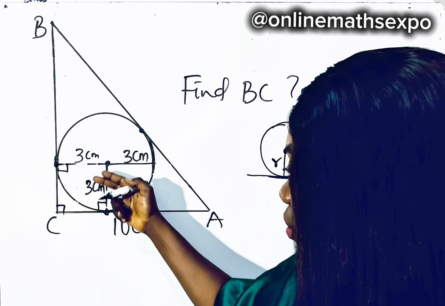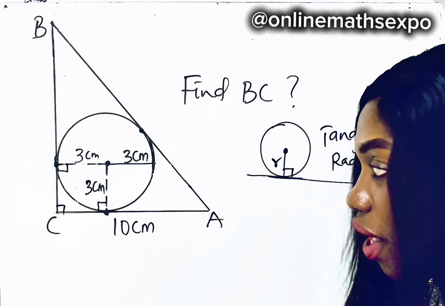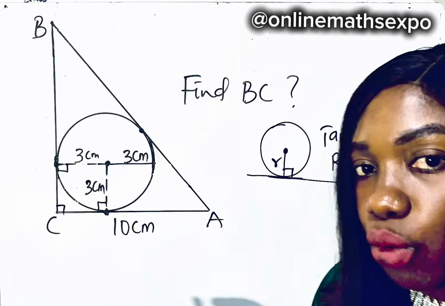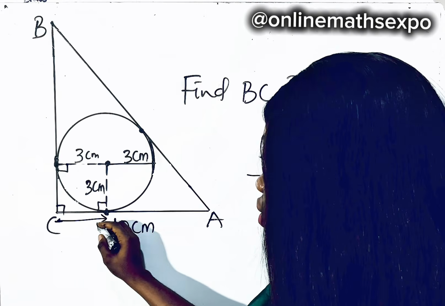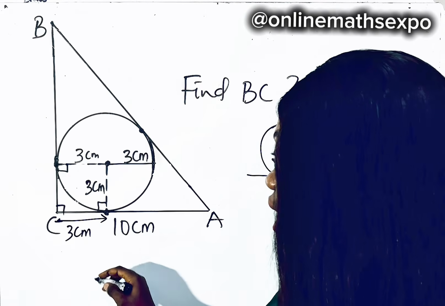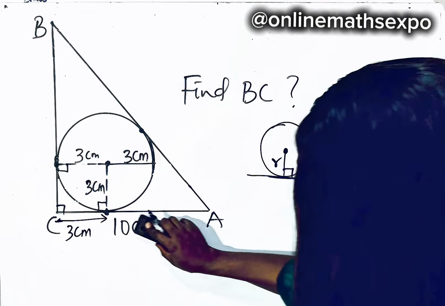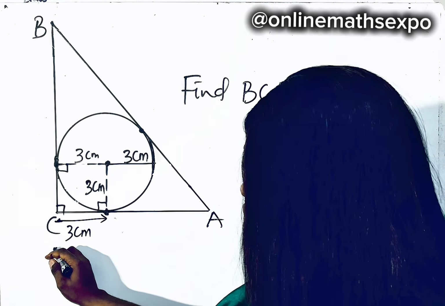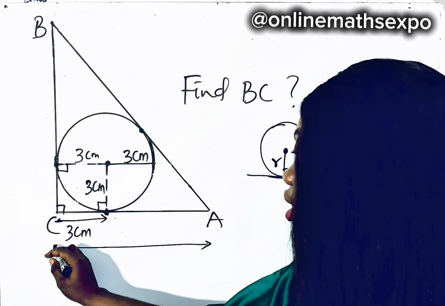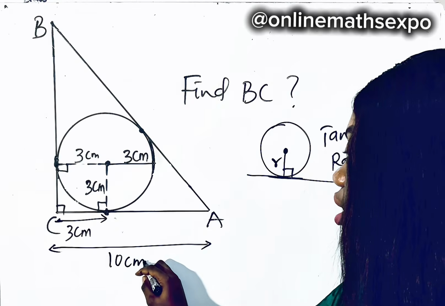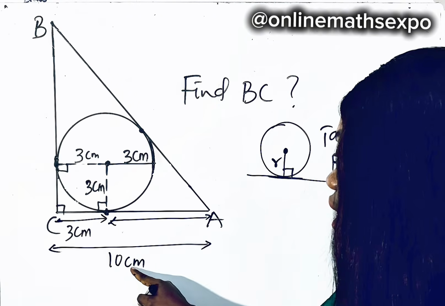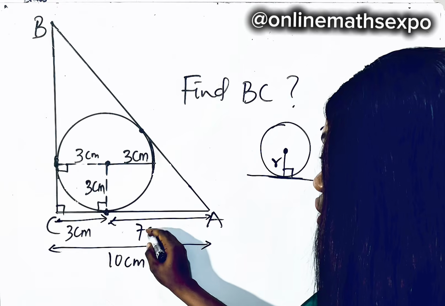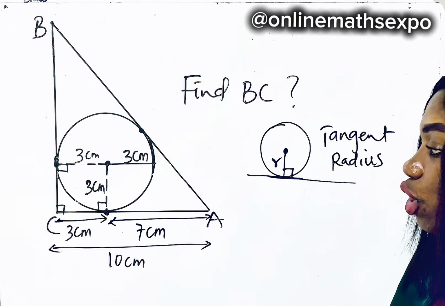You see that the shape formed here is a square. In that case, the sides are always equal. From here to here is 3. This length will also measure 3 centimeters. And if this is true, it means we can adjust this so that, remember, the total length is given as 10 centimeters. So if from here to here is 3, the remaining length will be 10 subtract 3, giving us 7 centimeters. So what should we do next?